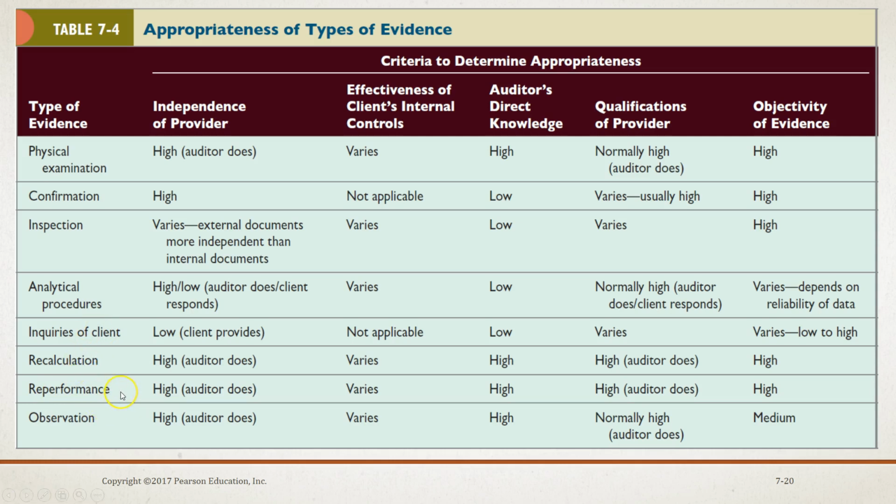Whereas reperformance gets high across the board because the auditor does it. So again, how appropriate is the evidence? There are a lot of different mitigating factors and circumstances which would impact that.